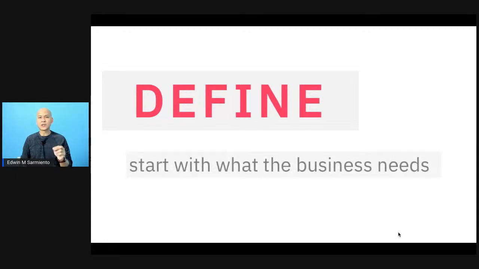You start with what the business needs. Not what you want, or what the business needs. Start with that. This is the starting point for this.